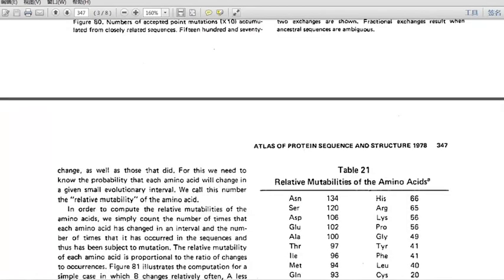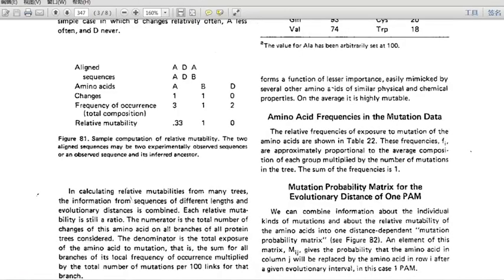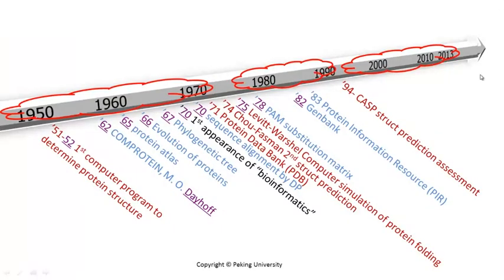The PAM matrix was the default matrix for sequence alignment for many years, even after Dayhoff passed away. Even after the BLOSUM matrix was published in 1992 and became the new default, PAM matrices continued to be used till today. By the end of the 1970s, introns and intron splicing were discovered.